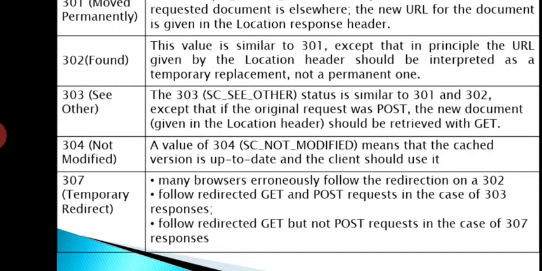The status lines 301 and 302 are similar, except if the original request was POST, the new document should be retrieved with GET. And 304 is SC_NOT_MODIFIED, which means the cached version is up to date and the client should use it. And 307 Temporary Redirect: many browsers erroneously follow the redirection as 302, so it will be redirected as GET or POST in the case of a 303 response, or using GET and POST in the form of a 307 response.